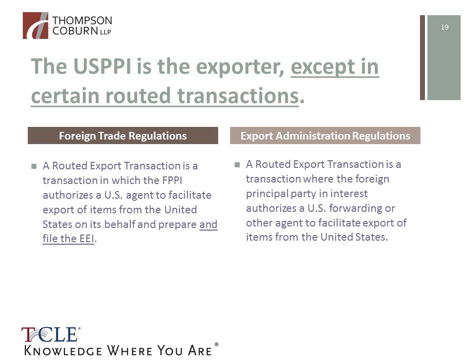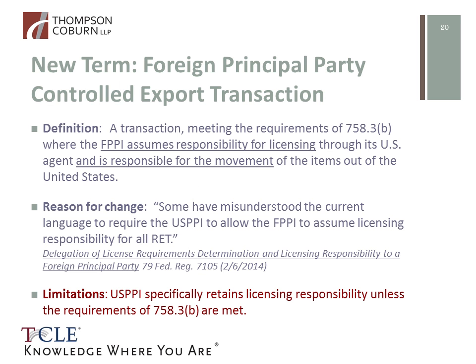forwarding agent to facilitate the export of the items from the United States. There's no reference to the reporting requirements. It is merely because a U.S. forwarding agent is doing the facilitation of the export. Let's see what the implications of that are.